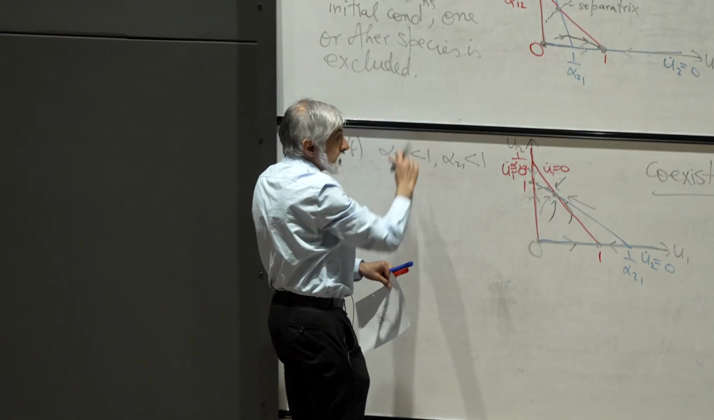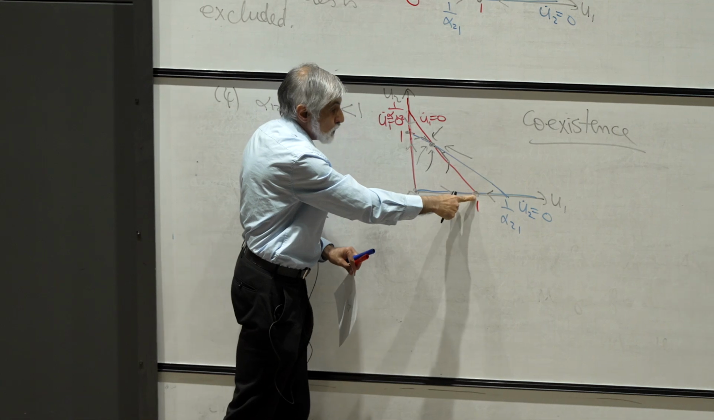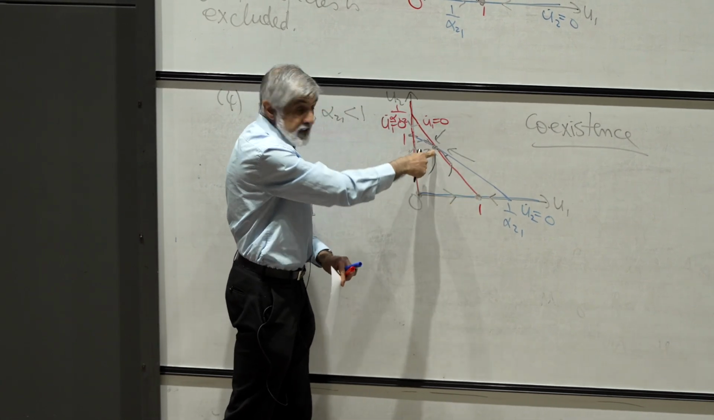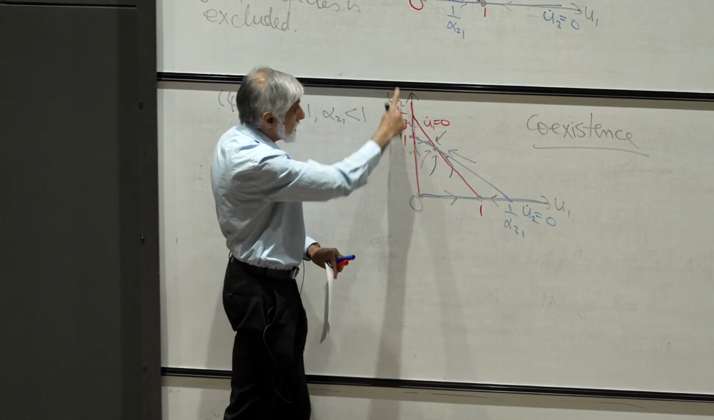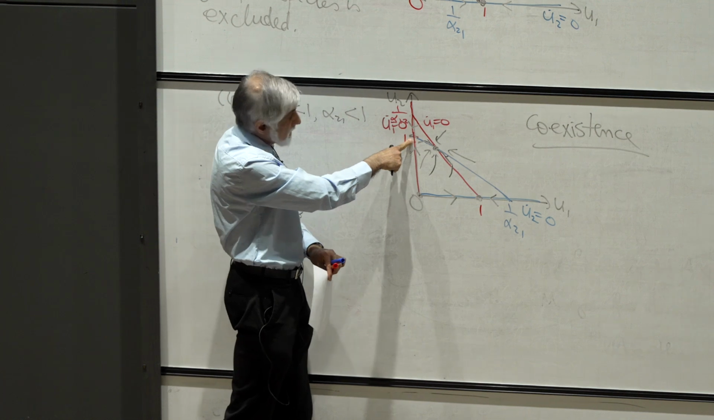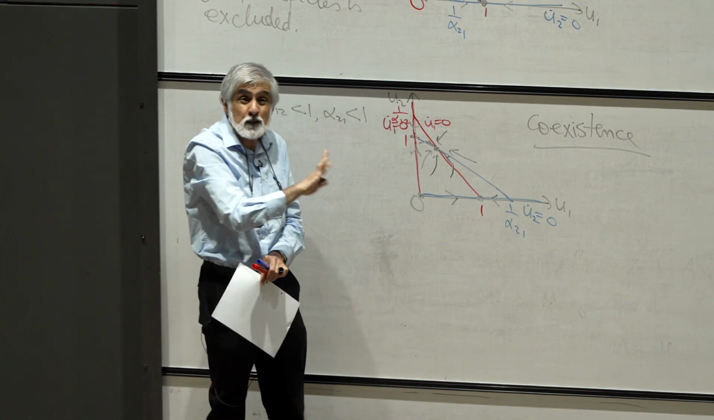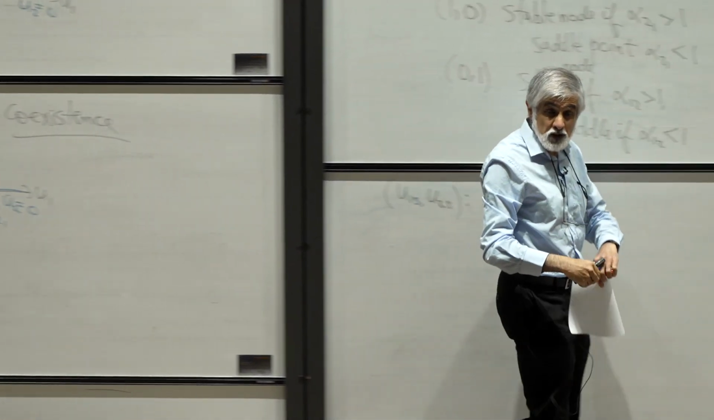Okay, so notice if u2 didn't exist, u1 would be at 1. But now u1 is less than 1. Likewise, if u1 didn't exist, u2 would have been at 1. Now it's at less than 1. So both pay a price for there being competition. Okay.